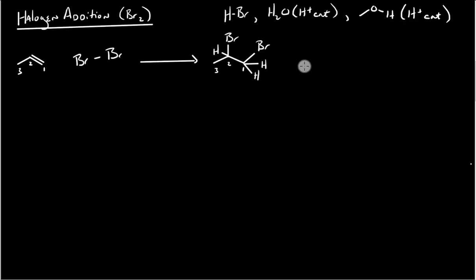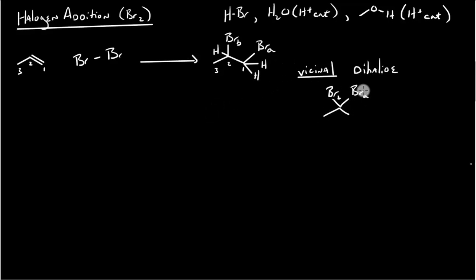This molecule has a very specific name, and it's called a dihalide. The subcategory is called vicinal. So this is a vicinal dihalide. The term vicinal is giving you information about the relationship of this bromine right here to this bromine right here. Let's call this one A and this one B. What vicinal is saying is that bromine A is 2 carbons away from bromine B.